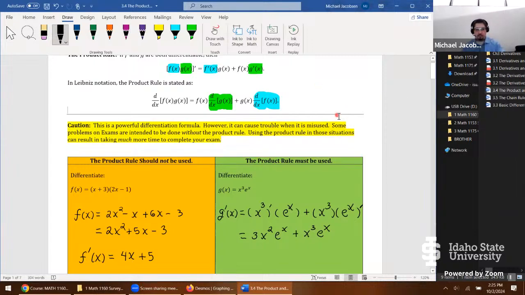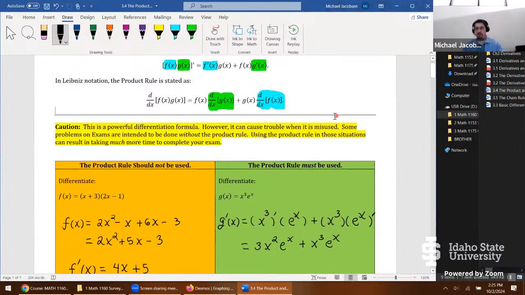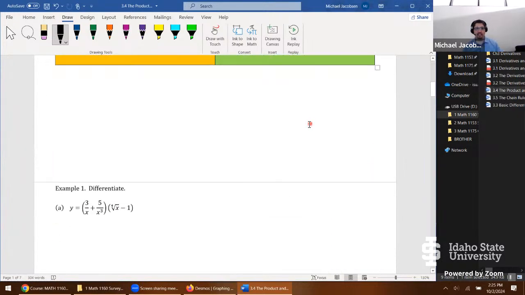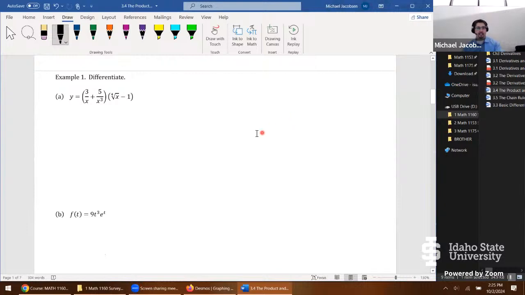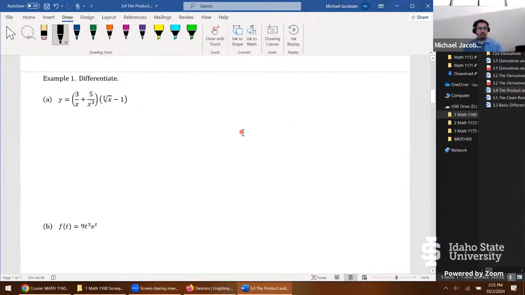Okay, let me zoom in just a little bit more here. Let's move down to what the typical problems would look like. So these are problems that you might see in this web assigned for section 3.4. The thing to note right away is some of them look a little bit odd, like this one, and others look a little bit more routine, like the 9t cubed e to the t. This one is a real challenge to differentiate. So part A is going to take us a little bit of time to get through, but part B is going to be a little bit more routine.